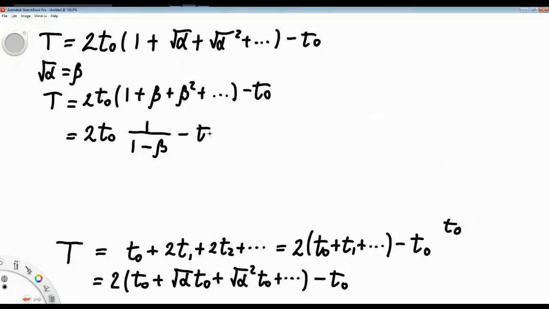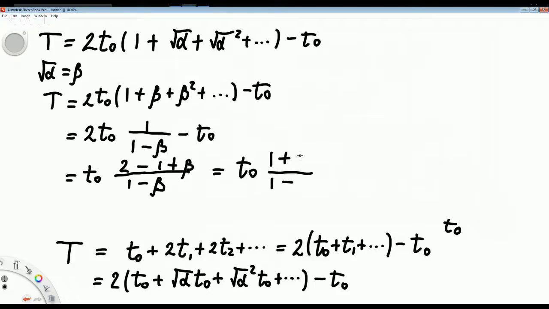minus t naught. And factorizing the t naught and so on, we get t naught, and then using the common denominator, we get 2 minus 1 plus beta. Sorry, I wrote b naught, I wrote beta naught, but that's meaningless. And so we end up with eventually t naught into 1 plus beta over 1 minus beta.